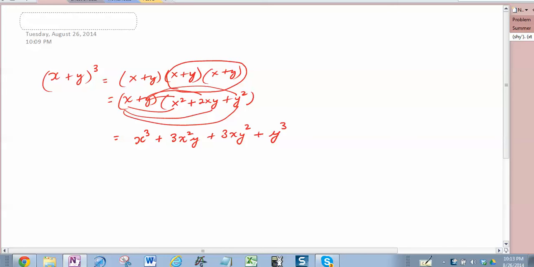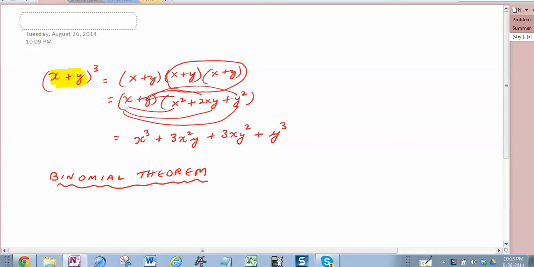Now you could imagine that if I wanted x plus y all raised to the 5th or the 7th power, it would be very tedious to multiply everything out. So the next question is, is there a quicker way? And the answer is, you bet. You learned the binomial theorem, which is a way of taking a binomial. A binomial is the sum of two terms, such as x plus y, that constitutes a binomial.